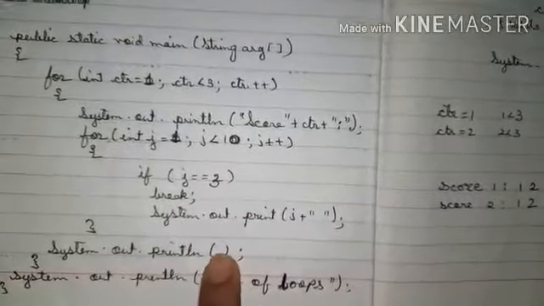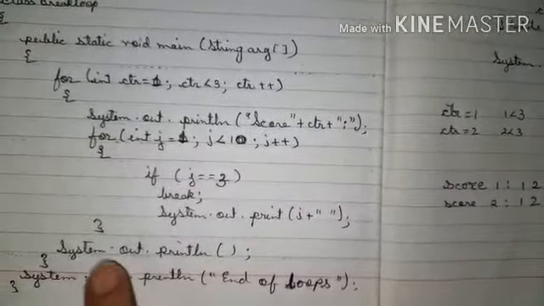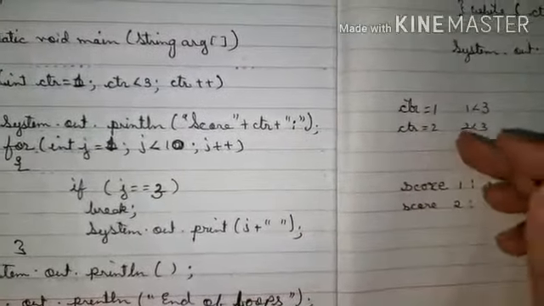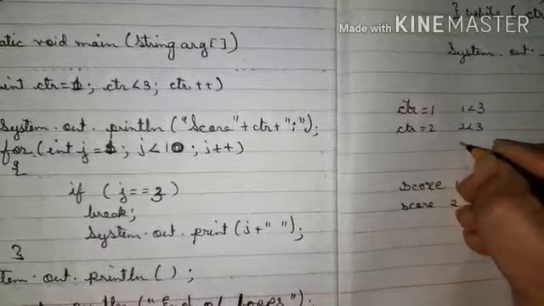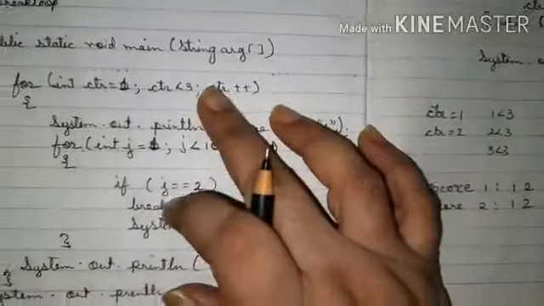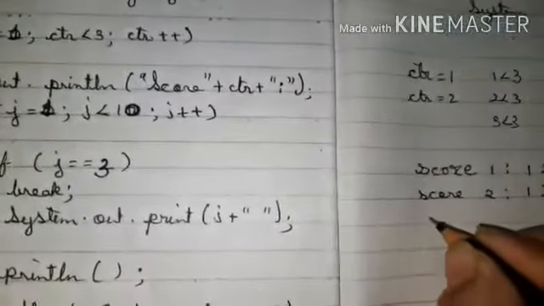And here it will give one line space. Then it will come here. Now CTR is 3. At first 2, now 3. So 3 is not less than 3. It is equal to 3. So condition false. It will come out and it will display end of loop.